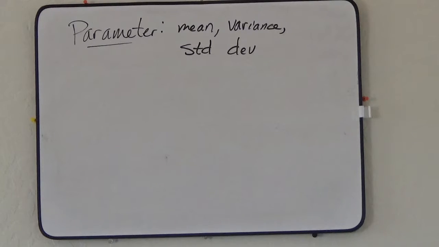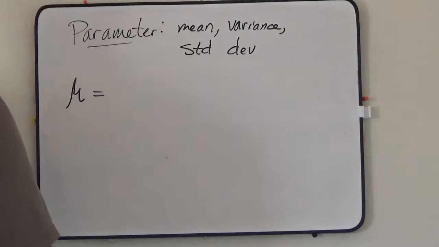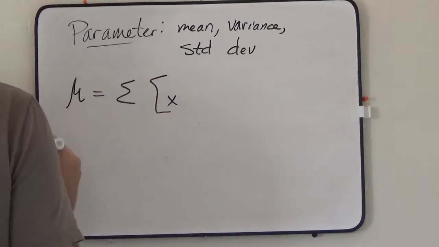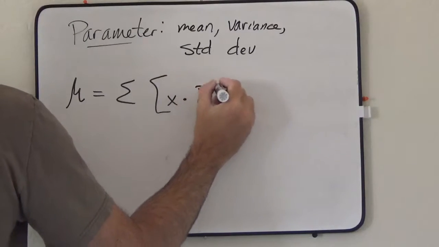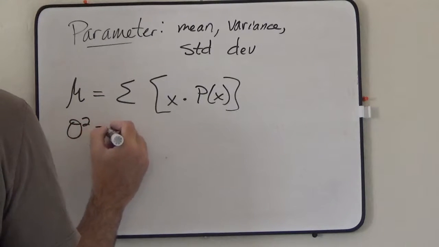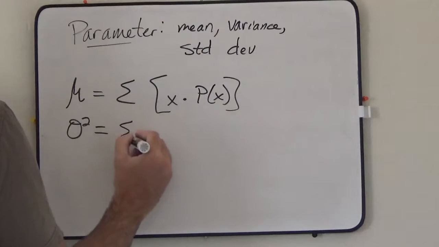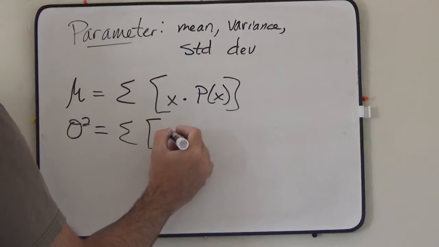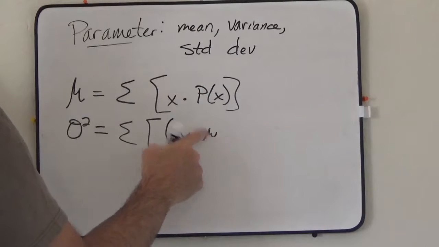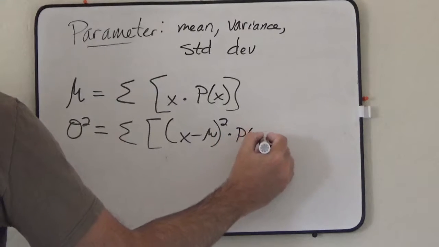So let me give you a few rules here. The mean, I can never draw the symbol very well, that's mu, pretend, is the sum of X times the probability of X. This symbol right here stands for variance. The variance is the sum of X minus mu, that's the mean, mu is the mean, right? Squared times the probability of X.